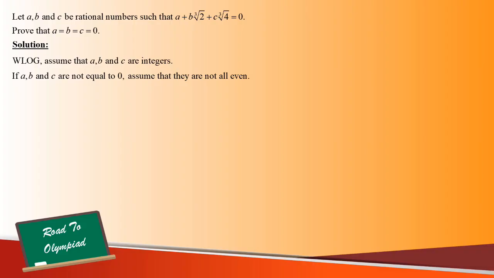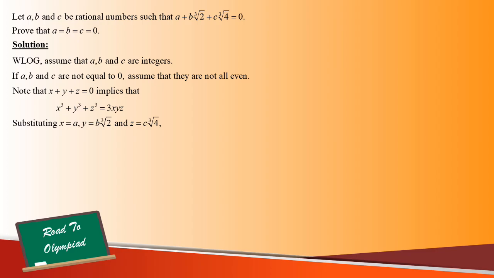Now, recall that if we have x plus y plus z equal to 0, we can cube both sides of the equation, which we can simplify into x cubed plus y cubed plus z cubed minus 3xyz is equal to 0. Or simply, x cubed plus y cubed plus z cubed is equal to 3xyz. Substituting x is equal to a, y is equal to b cube root of 2, and z is equal to c cube root of 4, we have a cubed plus 2b cubed plus 4c cubed is equal to 6abc.